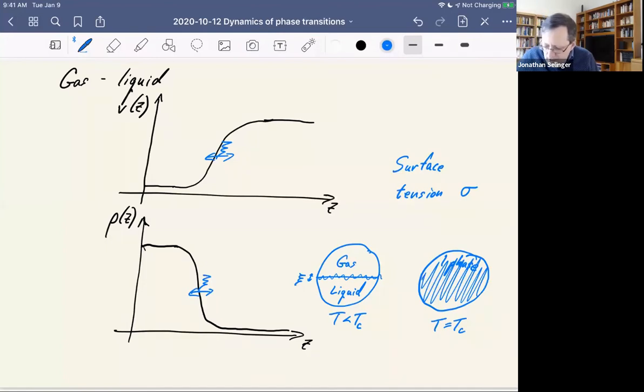And when you get to Tc, psi is bigger than the size of the container, right? So that the entire volume of the container is then just one fluid, not differentiated between liquid and gas.